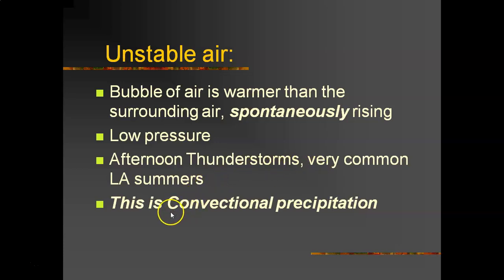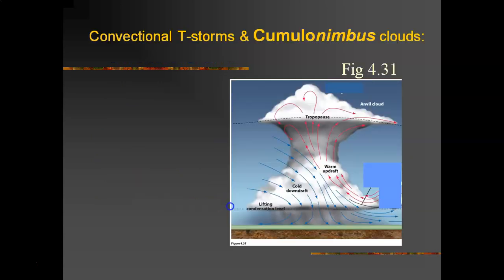And so technically it's called convectional precipitation, and convection means vertical movement of air, and that's what we've got. We've got all of those thermals allowed to rise of their own accord. All right, and so you need to know unstable air. So let's take a look at the thunderstorm cloud of convection and unstable air.